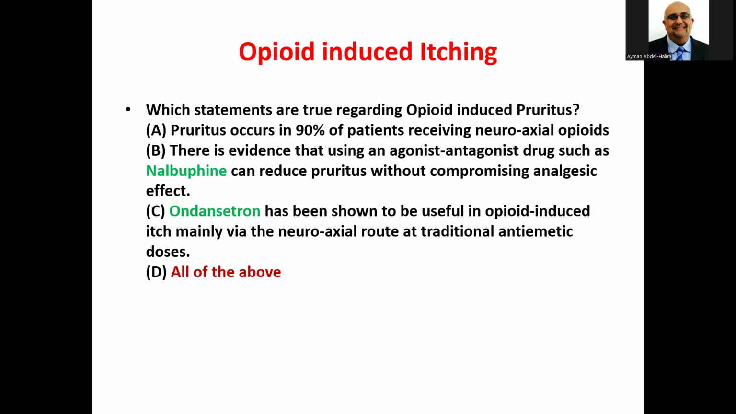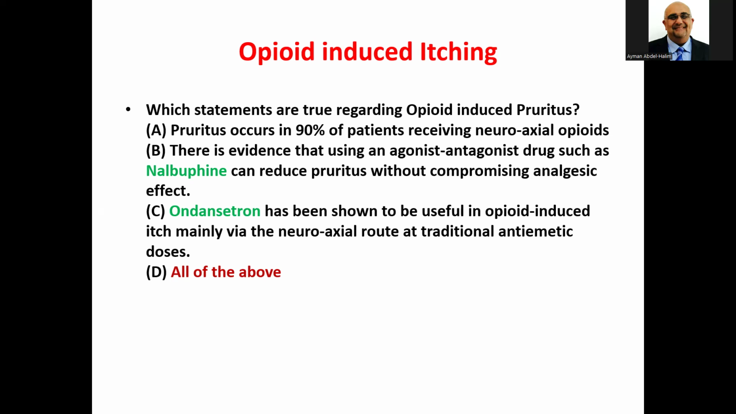And I want to mention something. On ondansetron, there has been a lot of research on it and pruritus. At the beginning, they had some success, and then later on, it turned out that ondansetron really is not a very effective medication for pruritus, despite being an anti-serotonergic drug, and we know that serotonin is implicated in pruritus. But they found that ondansetron is useful in opioid-induced itching through the neuraxial route.